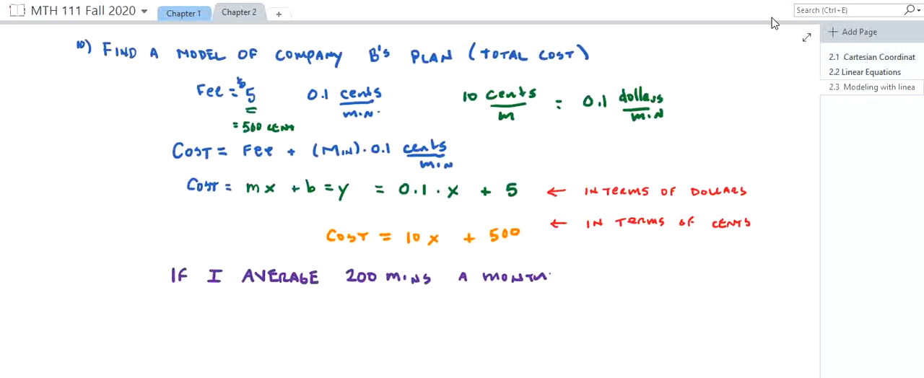Now if I average 200 minutes a month, then my costs are going to be equal to 10.